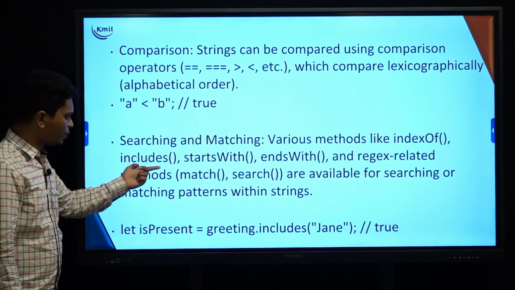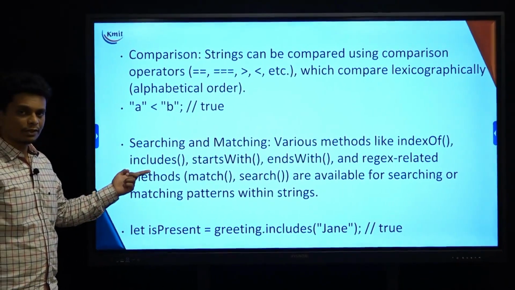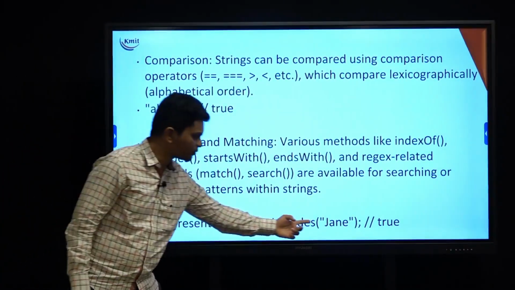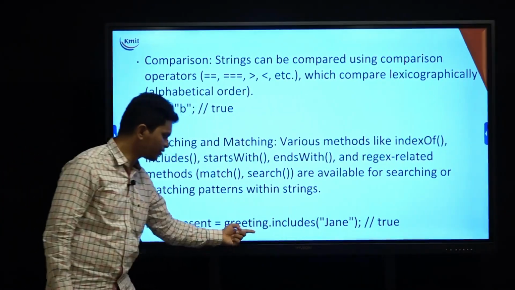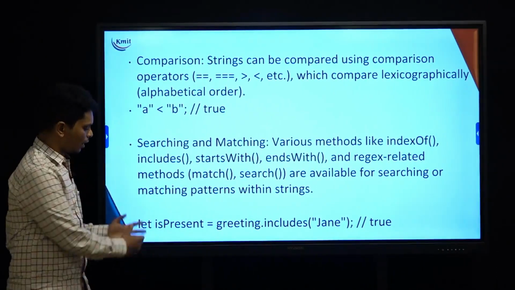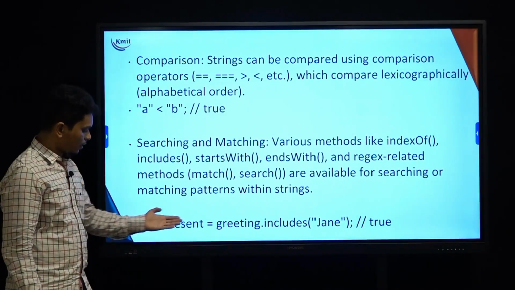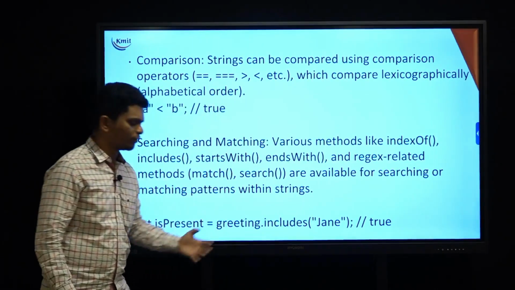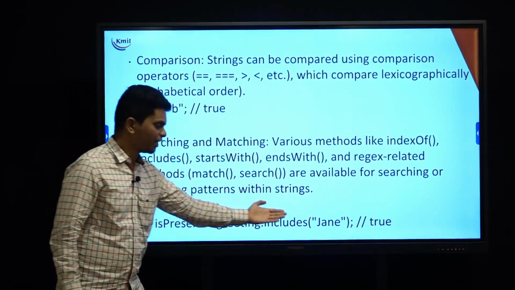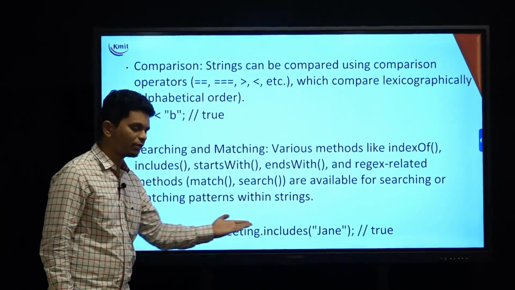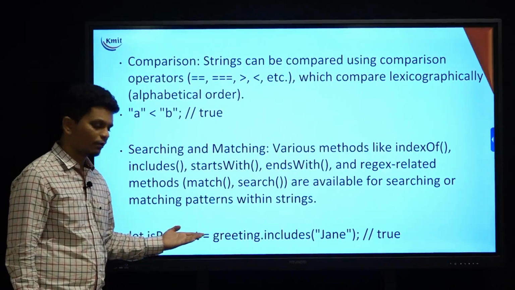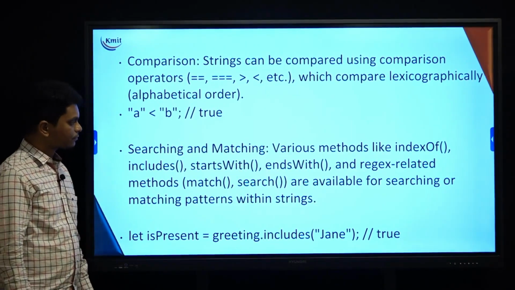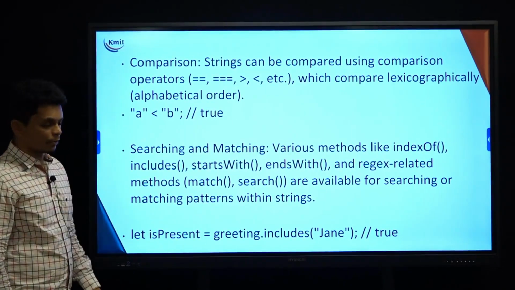I have taken one interesting example here, that is the includes method. Now I want to check if Jane has been included in this particular variable. So I will be using greeting dot includes Jane. This method will check if the Jane string is present in the greeting variable or not. That is one interesting operation.